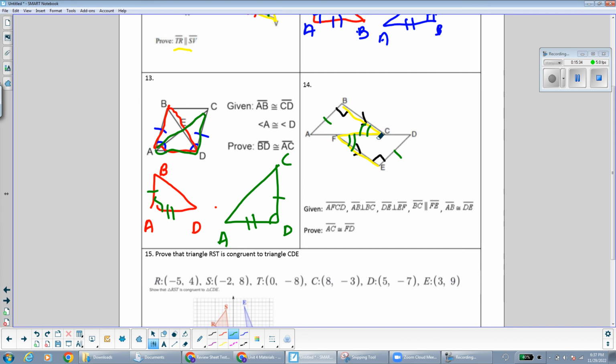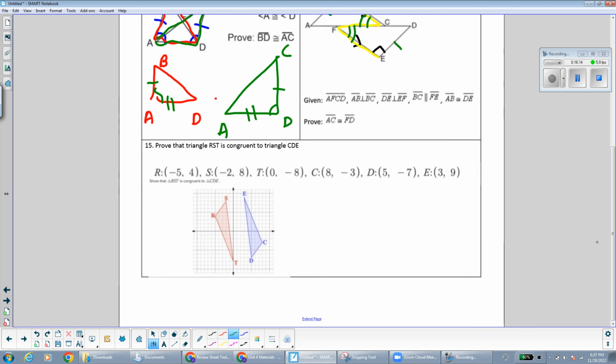Now, in your proof, after your givens, you need to state angle ABC and angle DEF are right angles. Your reason for that is perpendicular lines form right angles. Then you need to say angle ABC is congruent to angle DEF. And your reason for that is all right angles are congruent. Then you need to say angle BCF is congruent to angle EFD. And your reason for that is parallel lines cut by a transversal create congruent alternate interior angles. And then you can say triangle ABC is congruent to triangle DEF by AAS. And then finally, say that AC is congruent to FD by CPCTC.